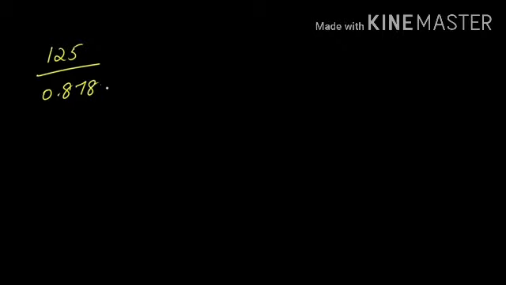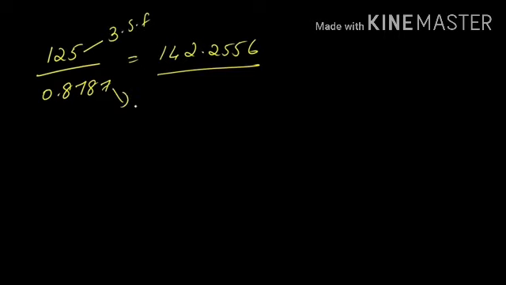The next example, 125 divided by 0.8787. Actual answer is 142.2556. The first number, 125, has three significant figures, and the last one, 0.8787, has four significant figures. So the answer also should contain three significant figures, which is the least one. So 142.2556, we can round and write it as 142. Since the next digit is 2, we can just delete it.